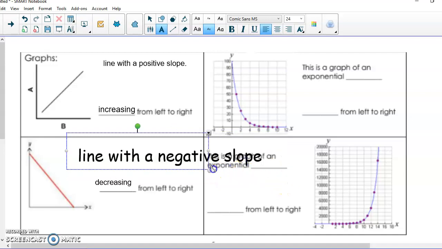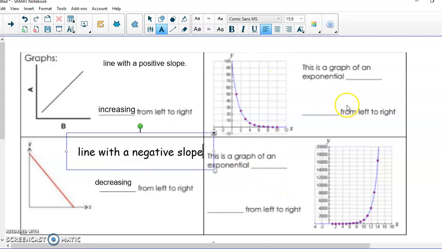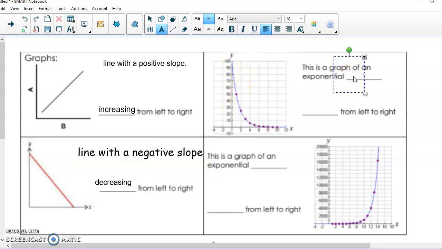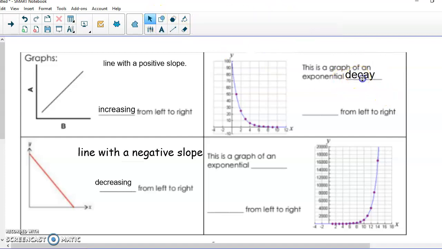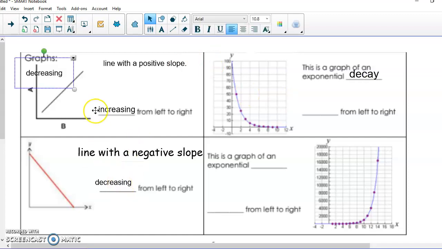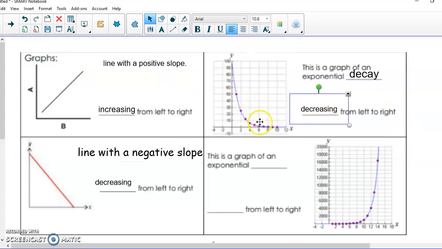Next up, we have two graphs of exponential functions. You notice that they're not increasing or decreasing at a steady rate. We're going to go back up to the top of our notes in a second and write this down. If it's decreasing and going down like this, we have a special word for it. It's called exponential decay, meaning it's declining, it's going down. We would just say that this is decreasing from left to right. You might need to pause the video to make sure you get caught up on that. So that's an example of exponential decay.